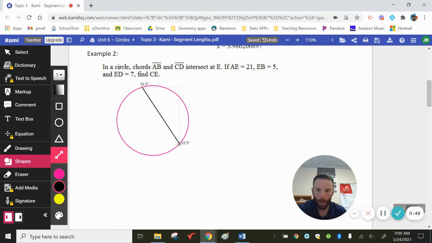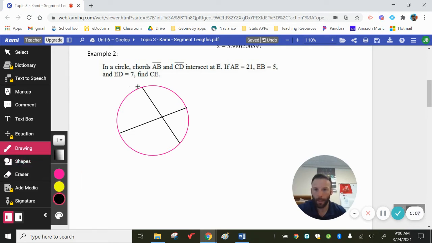Now, it doesn't tell me where this chord is, so I'm just going to take a guess. I'll call this one the one from A to B, and then I'll draw another one that intersects. See, the chords have to intersect, so I'm going to draw another chord that's intersecting with this one. That one's going to be called the chord CD. So here I said this one's going to be the one from A to B, and then I have the chord from C to D, and they intersect at point E.